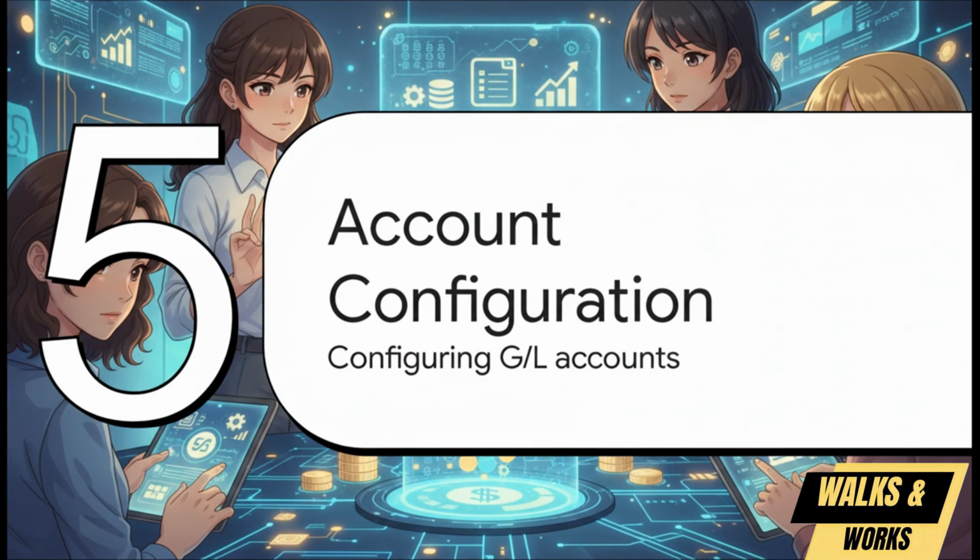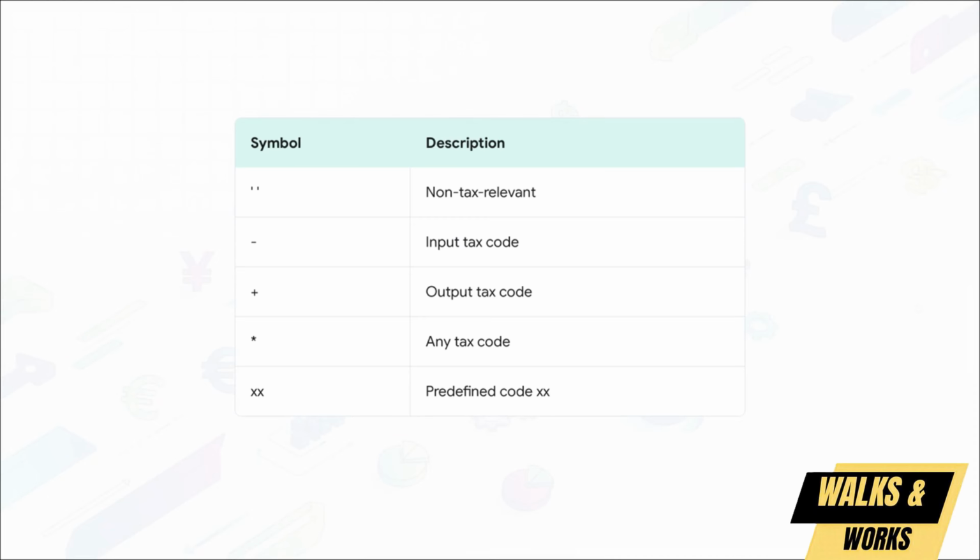Which brings us to our final stop, Section 5, Tax Account Configuration. When you're configuring the individual general ledger accounts, the tax category field is basically your ultimate cheat sheet. You pop a symbol in there and it dictates exactly what kind of tax code is allowed. Leave it blank, that means it's for non-tax relevant stuff, like a bank posting. Put in a minus sign, and it means the posting requires an input tax code.